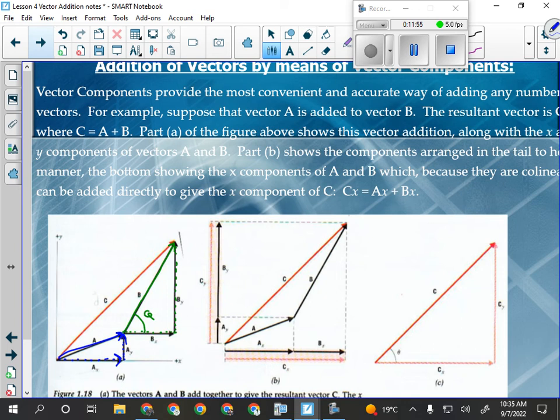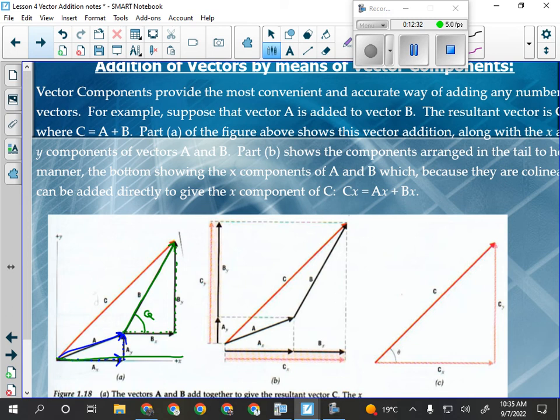Now, if I want to find out how big C is, what I need to know is how far over do I go in total? How far up do I go in total? So I need to find out about each part: how far over do I go when following A? How far up do I go when following A? How far over do I go in following B? How far up do I go? And let me put those together. You can see here in the second diagram, if I take AX and BX, they add up to one side of C's triangle.